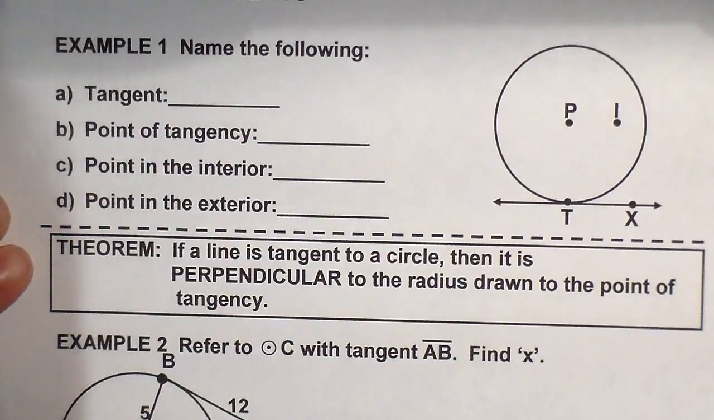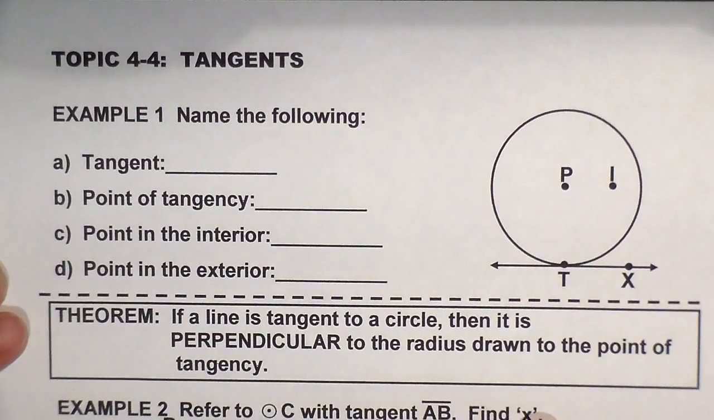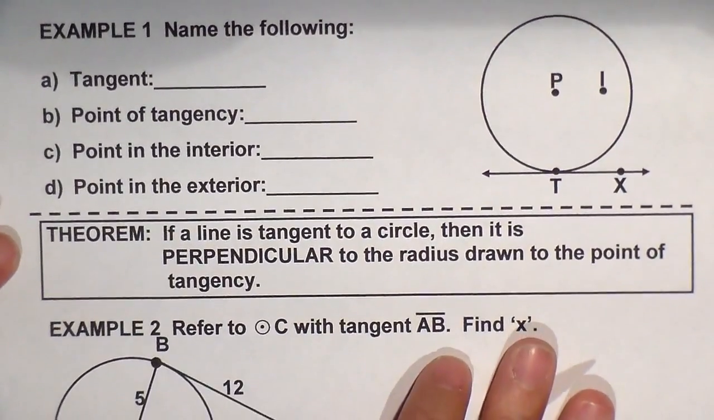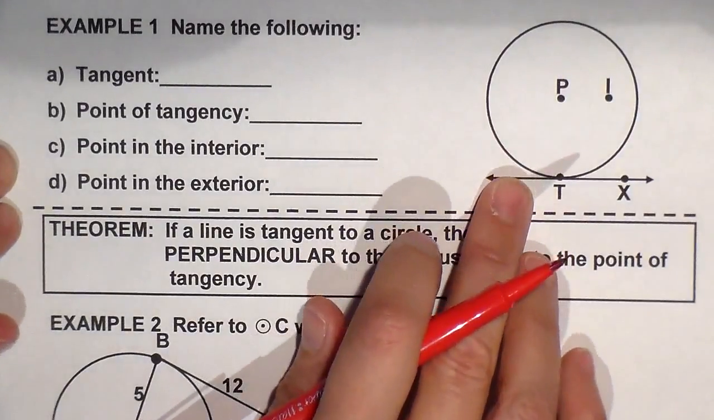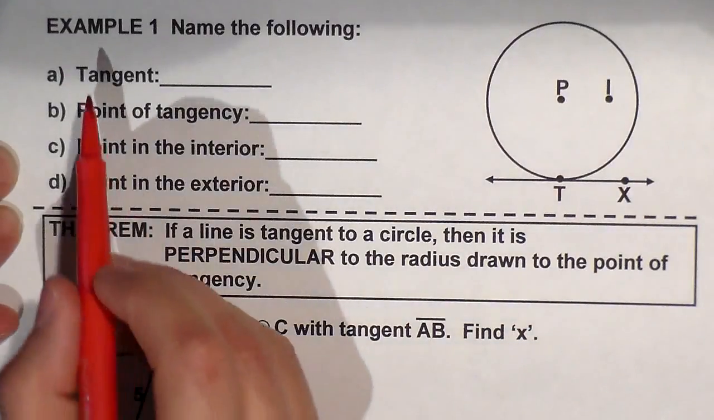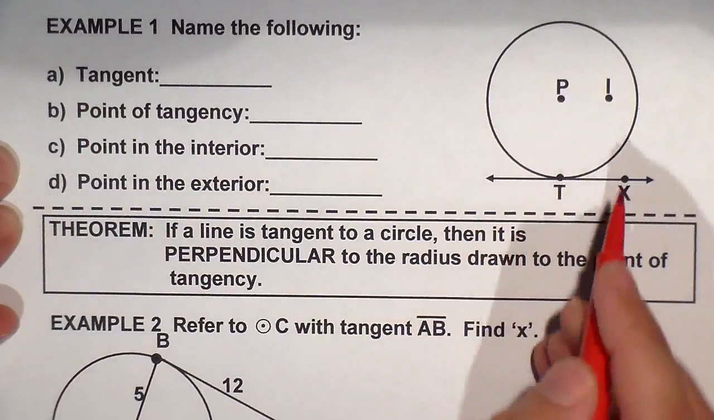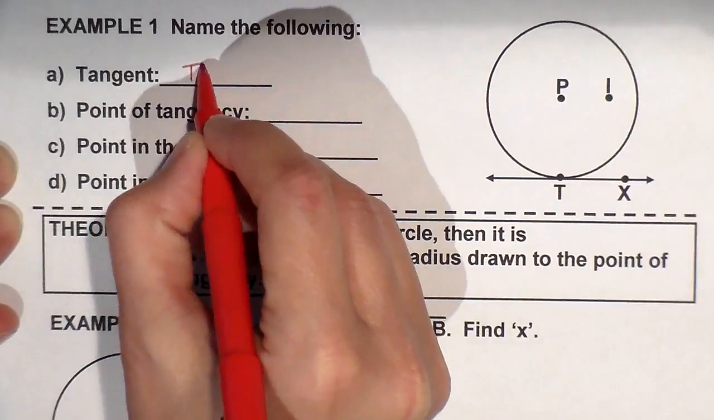Okay, so we're looking at topic 4-4, and this is talking about tangents. So let's look at the tangents. Remember, a tangent is a line that intersects a circle at a single point. So the naming of this tangent, the only tangent line in this picture is tangent line TX.